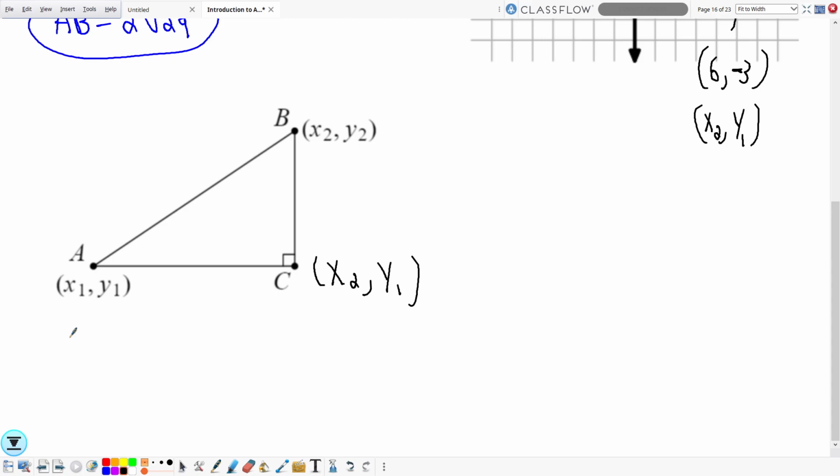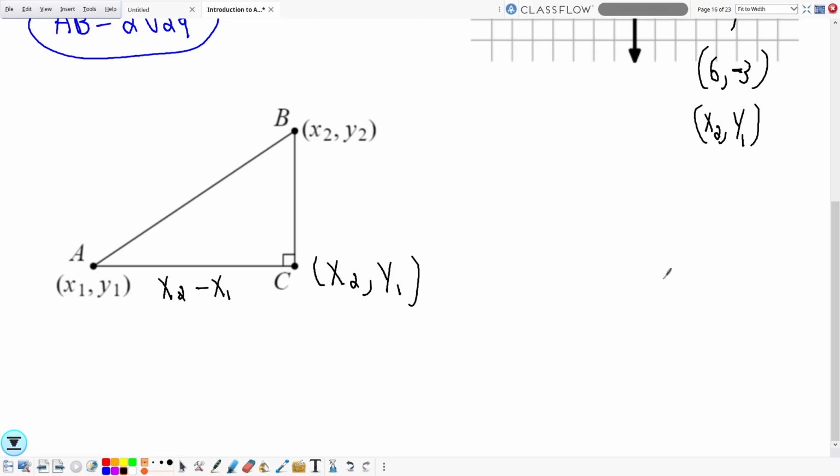Very cool. So that's not enough, though. If I'm trying to use the Pythagorean theorem, which I am, since we have a right triangle, I need to know the distances of AC and BC. Well, the distance from A to C, our y values are the same, right? So there's no distance change in the y values. The only distance change is in those x values. We go from x1 to x2, and since x2 is more towards the right, that's going to be the larger of those two values. So this distance from A to C would be x2 minus x1.